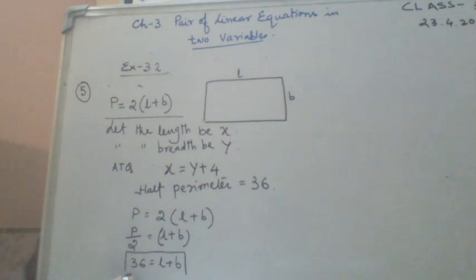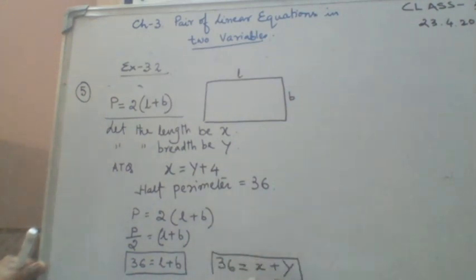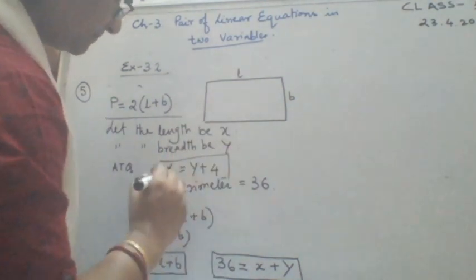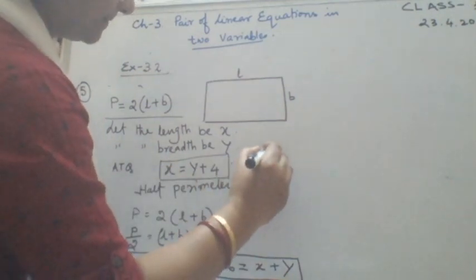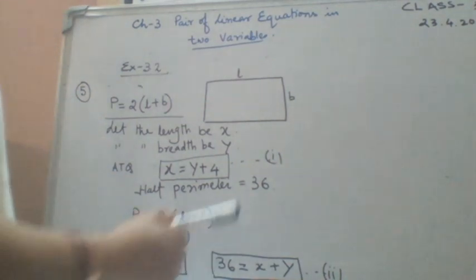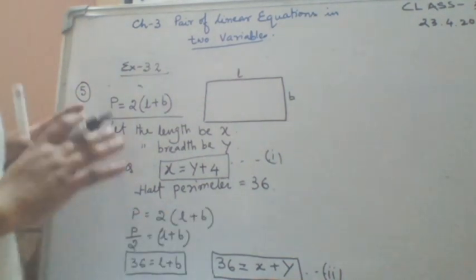Now 36 equal to L plus B. What is your length? Length you have taken as x, and B you have taken as y. So 36 is equal to x plus y. 36 equal to L plus B because L is x and B is y. So this is your equation. So this is one equation and this is your second equation. Okay, first equation and second. Please settle down, all of you, note it down carefully.